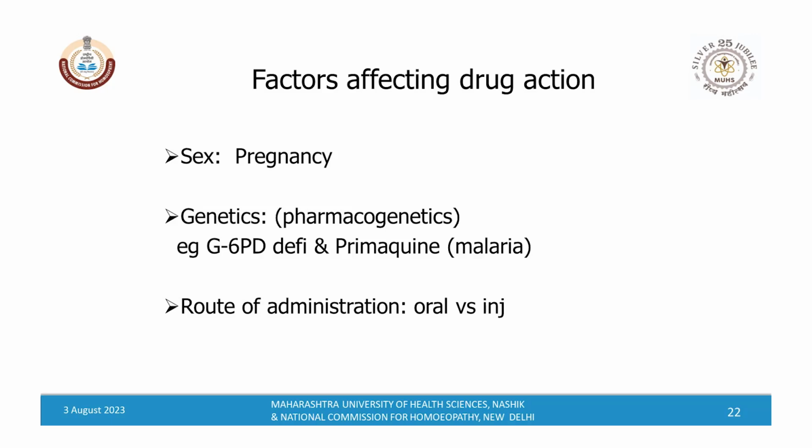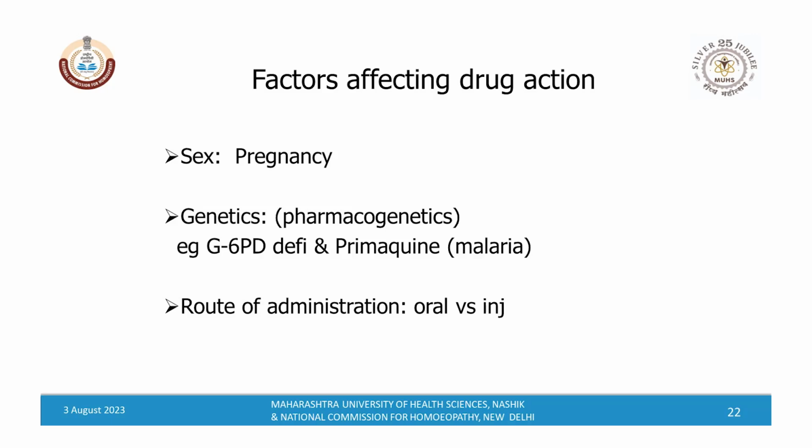Therefore, it's a routine practice to do a blood test and find out whether the individual is G6PD deficient or not before starting the primaquine treatment. So mind you, the genetic makeup of the patient can also have an effect on drug action.